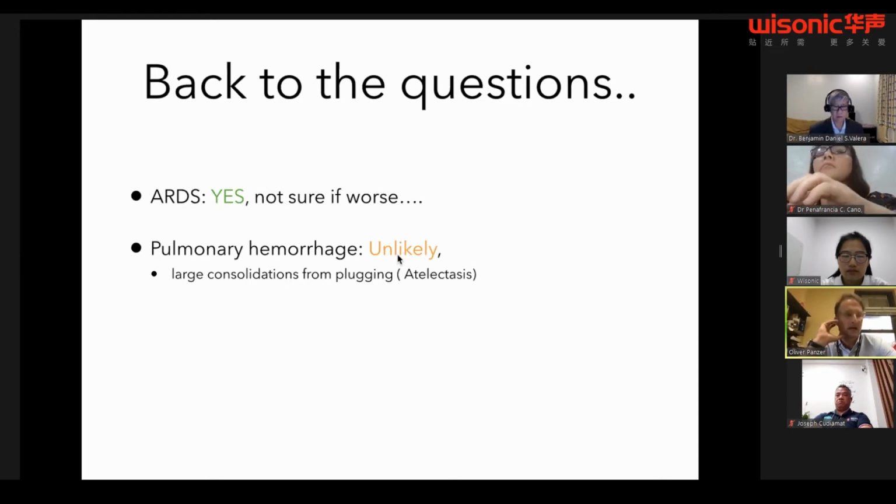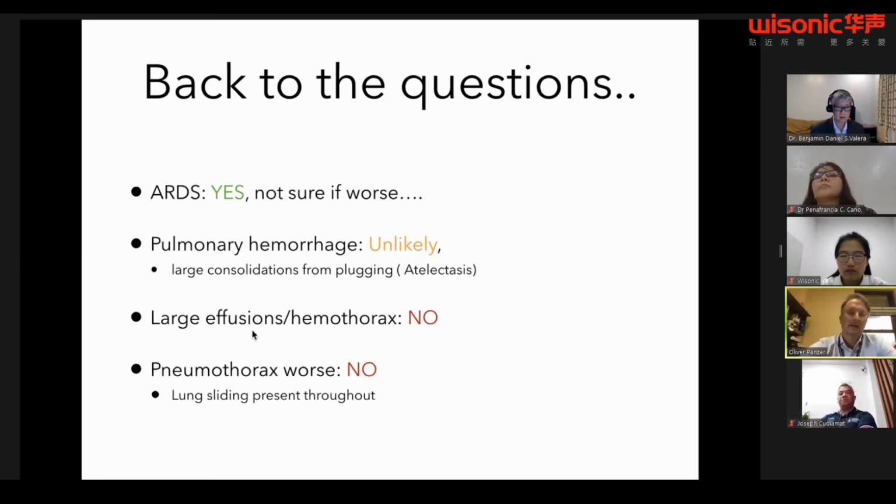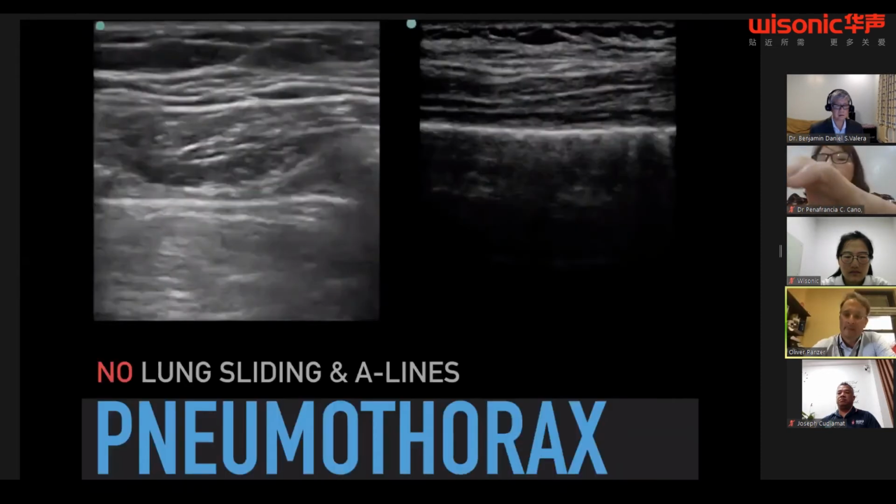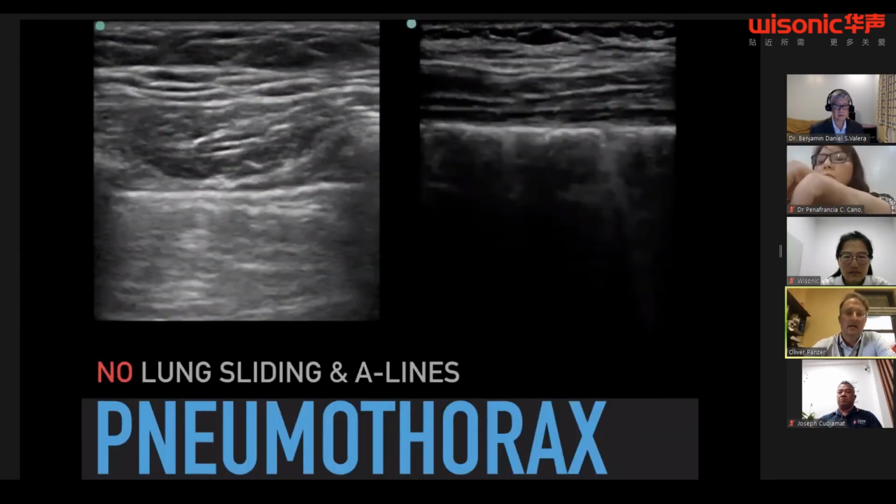We later did a bronchoscopy and confirmed that there was not a lot of bleeding inside the lung. The other question was large effusion and hemothorax. Especially with the exams that I did on the side, there were no large effusions and no indication of a hemothorax, so we could rule that out. And the pneumothorax was a worry, that this was worse and caused the decrease in venous return and high peak airway pressures. But we've seen lung sliding very well in all sectors. Even though it was reduced, it was present. So we effectively ruled that out. So lung ultrasound in this patient already helped us narrow down quite a bit of differential diagnoses.